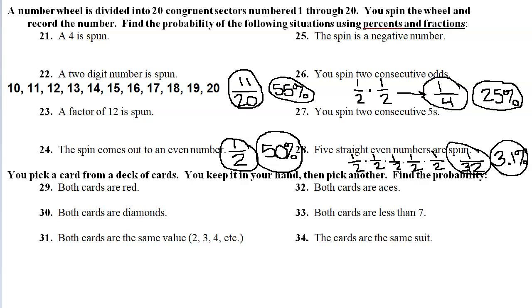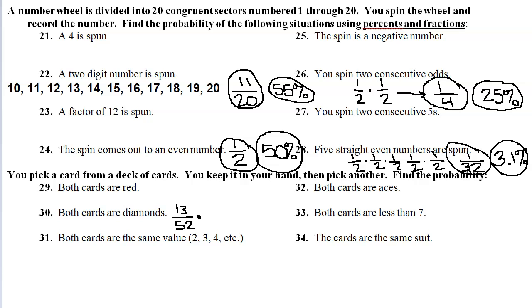All right, you pick a card from a deck of cards, you keep it in your hand, and then you pick another. Find the probability, and we're going to jump to number 30. Both cards are diamonds. All right, now, we've gone through a deck of cards here before. In one video, I actually pulled up a screen with all the different possible cards. If you remember right, out of the 52 cards in a deck, 13 of them are diamonds.